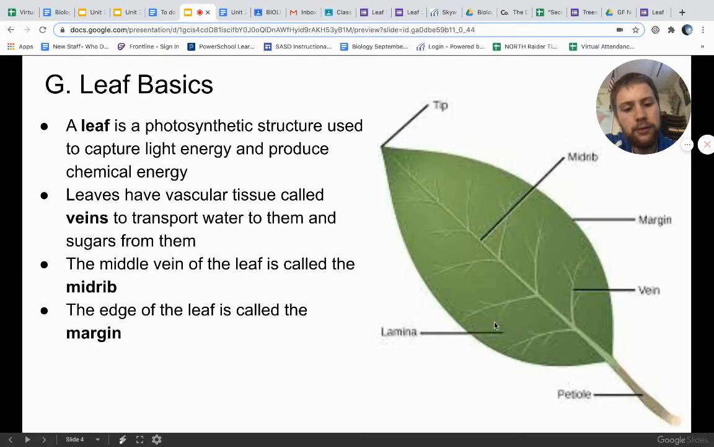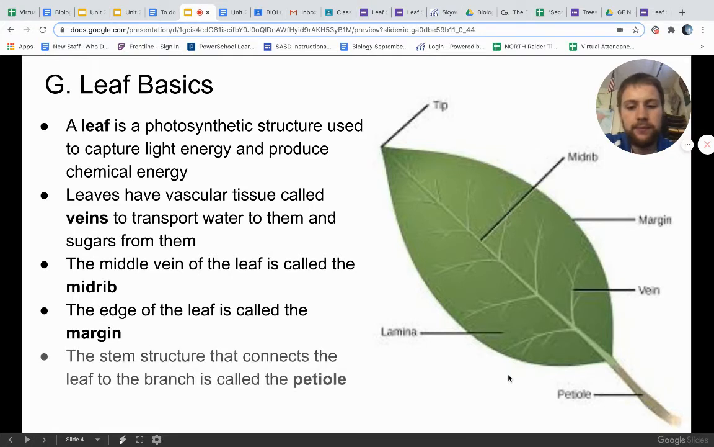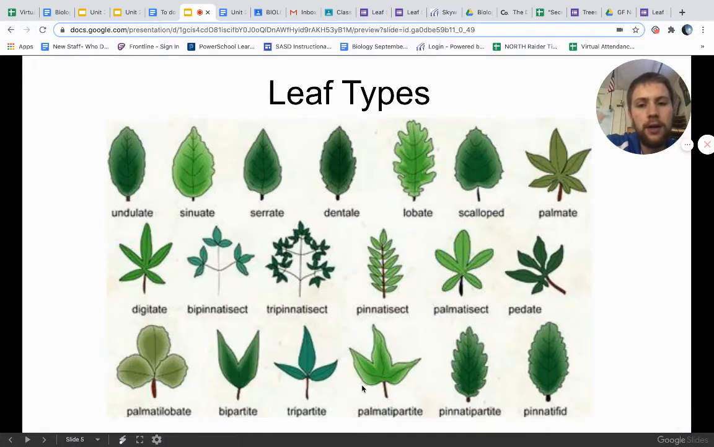There are veins throughout. We're not going to talk too much about the lamina per se, but we are going to talk about the petiole, which is the stem structure that connects the leaf to the branch. So the branch will have stem structures that connect itself, the vascular tissue within the trunk of the tree, for example, or the stem of a smaller herbaceous plant, to the leaves. So this stem structure that connects from the branch to the leaf is called the petiole. Petiole.